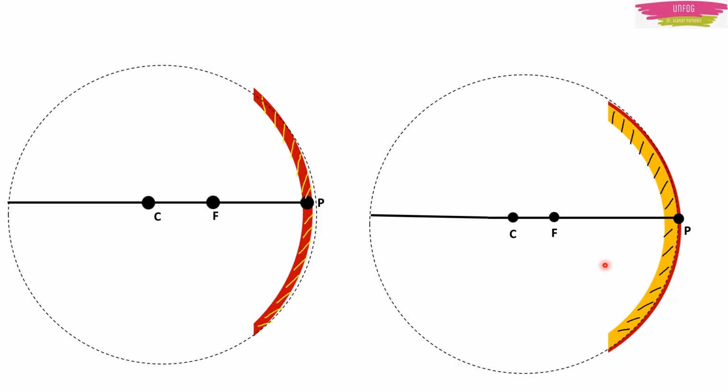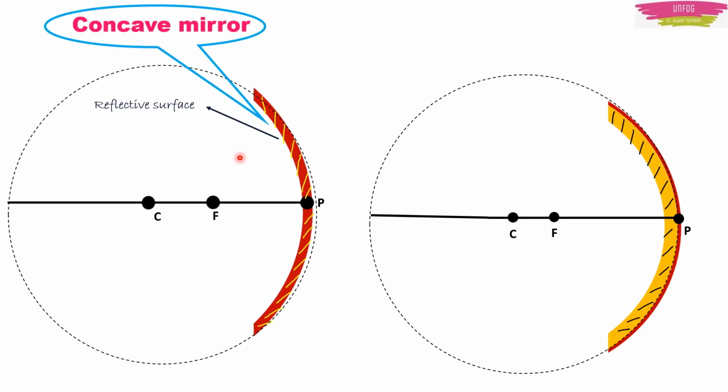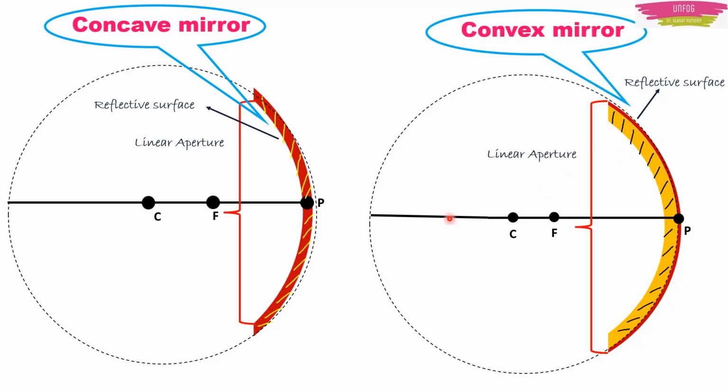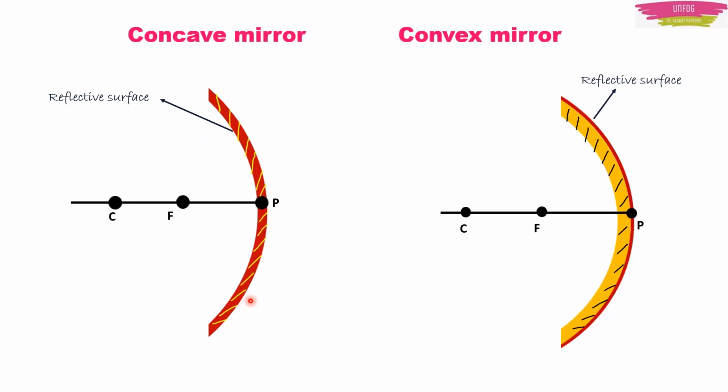Here I have made two mirrors. This is a concave mirror and this is a convex mirror. Actually, these mirrors look like half circles, right? Imagine that these are complete circles. Here this is the reflective surface of the concave mirror. This is the reflective surface here, the outside one, of the convex mirror. And then this is known as the linear aperture, whatever the space is there with the mirror.